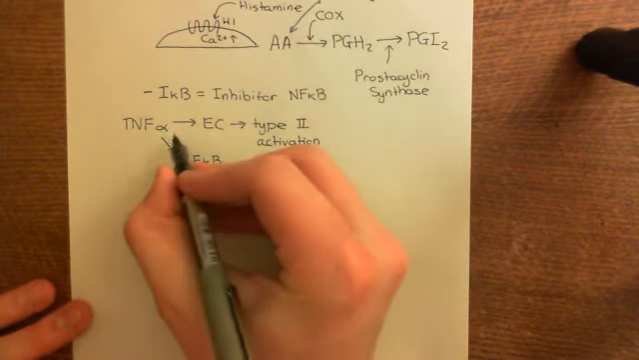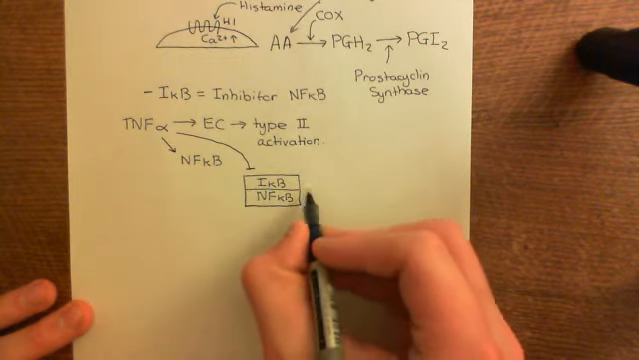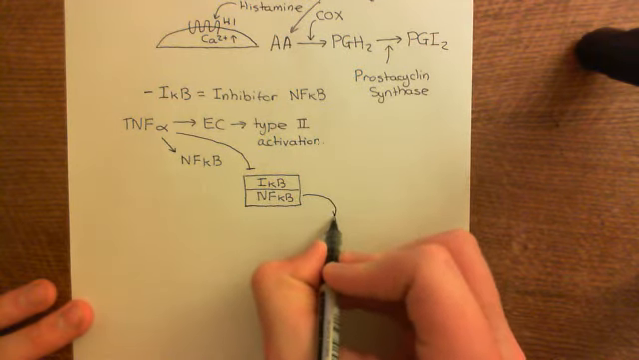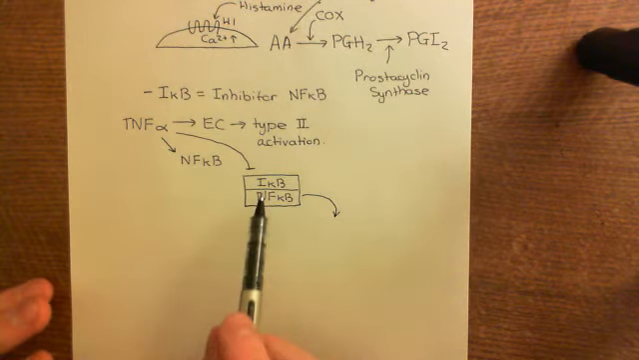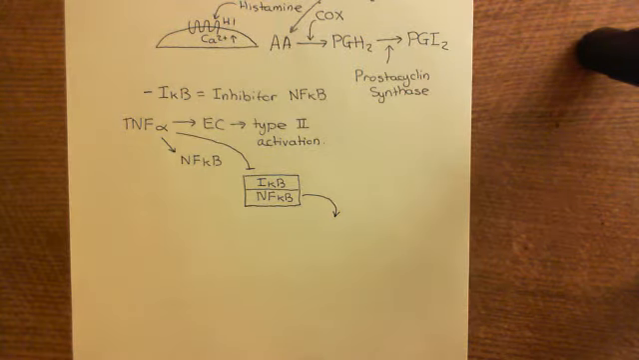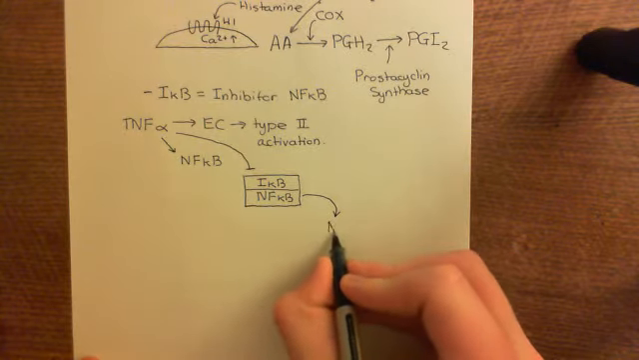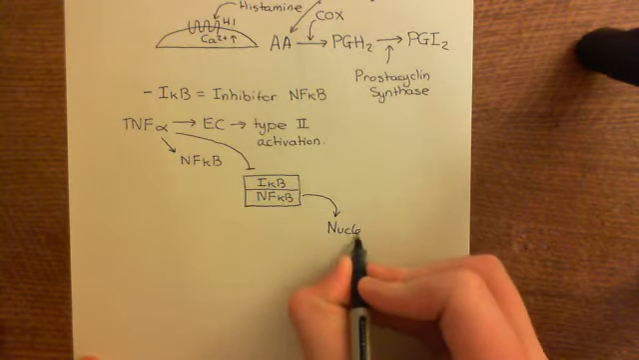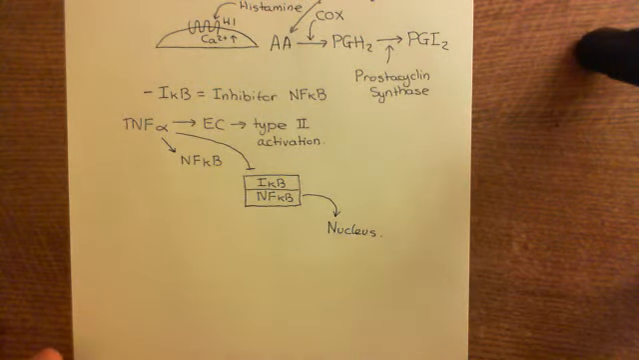Okay, so TNF-alpha overall is going to lead to the inactivation of the inhibitor of NF-kappa B, and then the NF-kappa B will go off, and it can then go into the nucleus, because the inhibitor of NF-kappa B was stopping the NF-kappa B from being able to go into the nucleus, and then the NF-kappa B will translocate into the nucleus, and it will trigger a change in gene expression of a whole bunch of genes, which will cause type 2 activation of the endothelial cells.